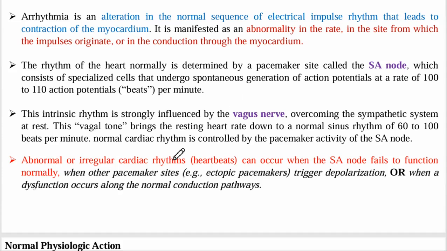So generally, why do we need antiarrhythmic drugs? This is because abnormal or irregular cardiac rhythms and heartbeats can occur when the SA node fails to function normally, or when other pacemaker sites, for example ectopic pacemakers, trigger depolarization, or when there is a dysfunction in the conduction pathway.